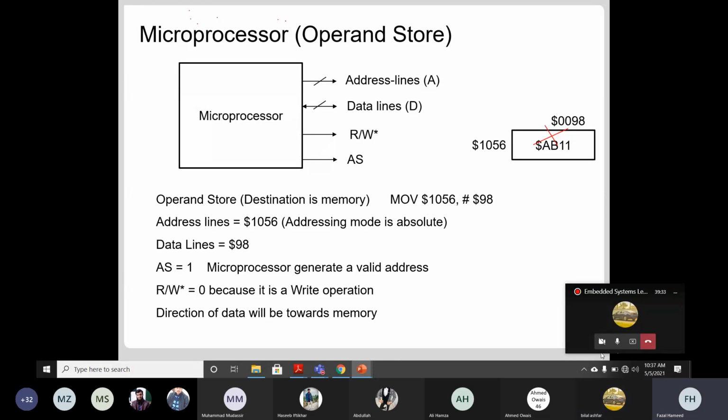You got it or not? Please revise your addressing modes. If you don't understand the addressing modes, you will be in trouble. I'm telling you, please revise your addressing modes because these are the basic concepts of an assembly language program.